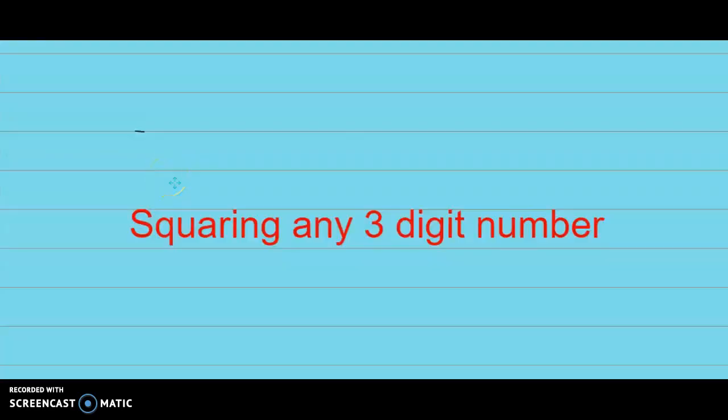In today's class, we are going to learn squaring any three-digit number between 100 and 999 super fast, within a matter of few seconds. So I will discuss various examples and then the concept will be clear. So let us take a look at the examples.